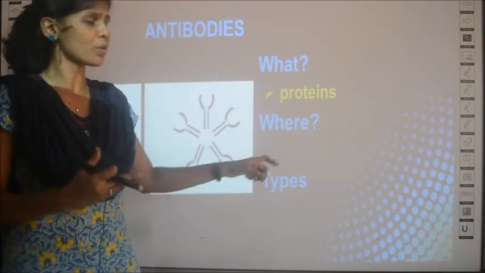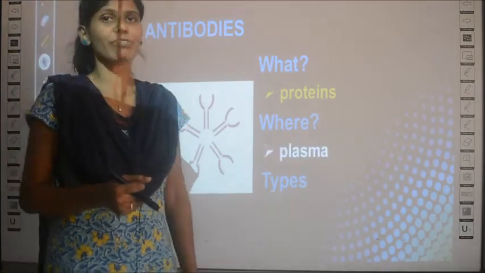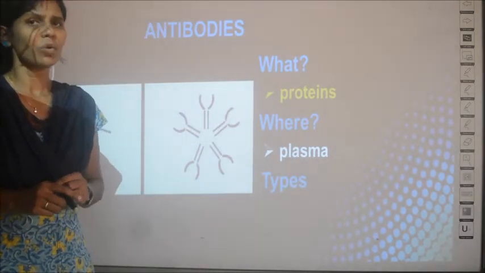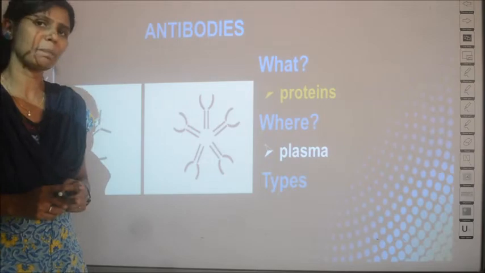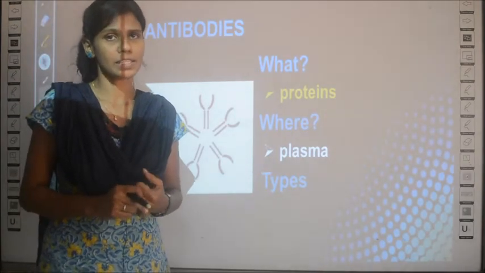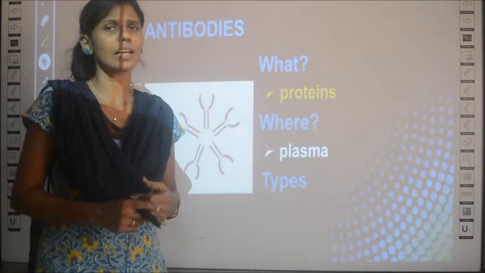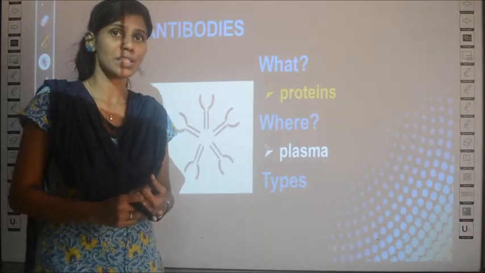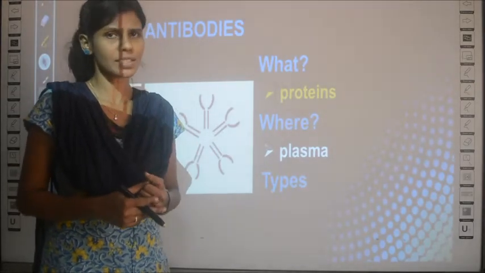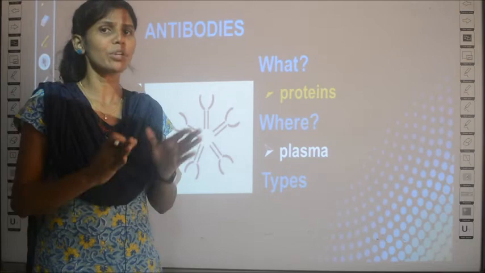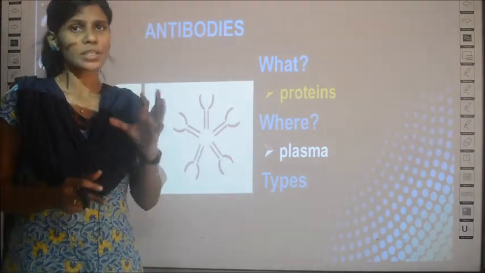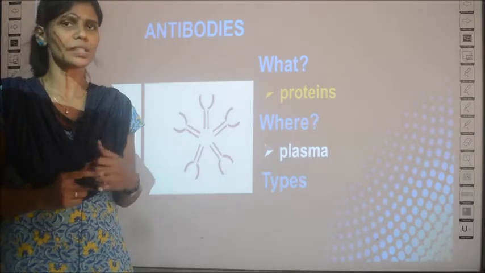Where are these proteins found? These proteins are found in the plasma of the blood. What is plasma? Have you heard this word plasma? In your blood, what is the color of your blood? It is red, no? Why is it red in color? Because of the presence of RBC cells, because of the hemoglobin pigment only it is red in color. Actually, if you remove the RBC cells, there is no color for your blood. Because RBC cells are present, your blood is red in color.